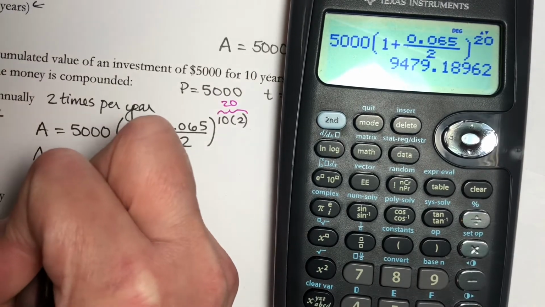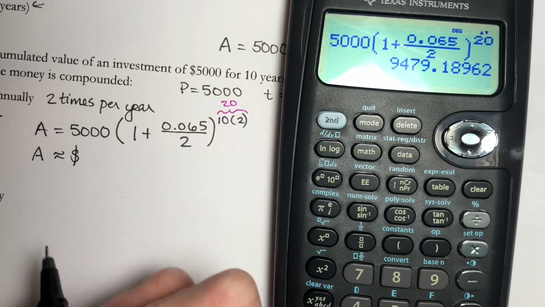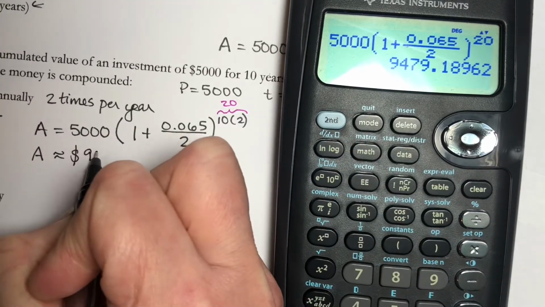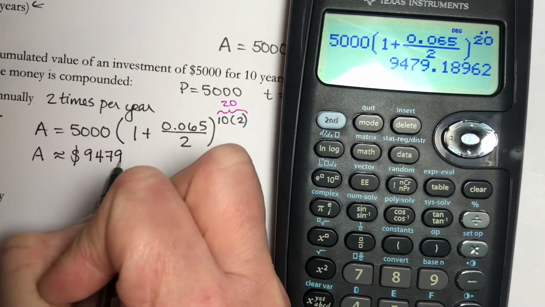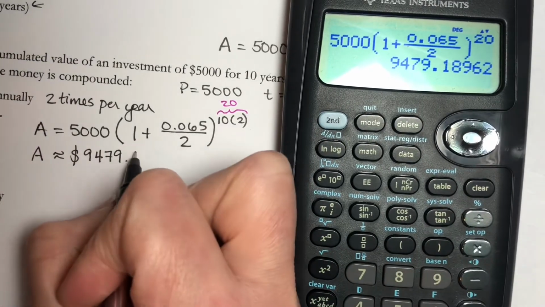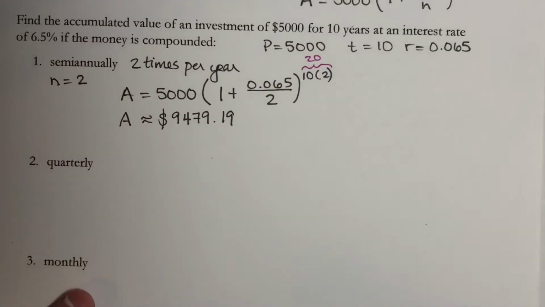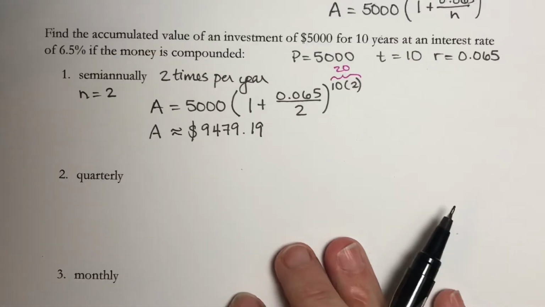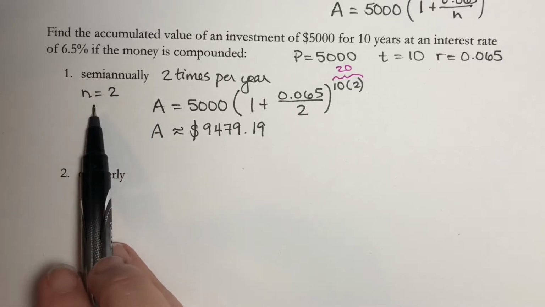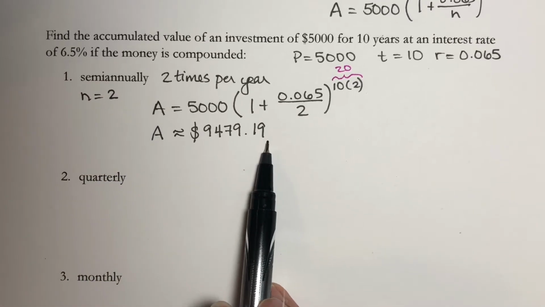So this amount is approximately $9,479, and that's going to be 19 cents. So if you make this investment and it's being compounded twice a year, this is how much money you're going to have at the end of 10 years.